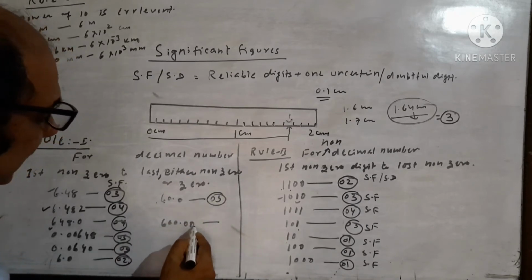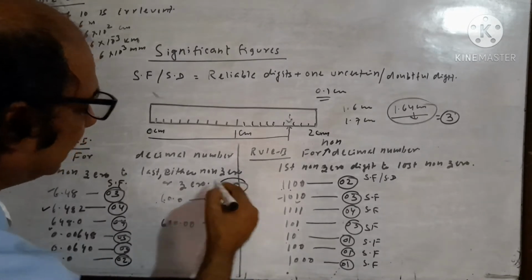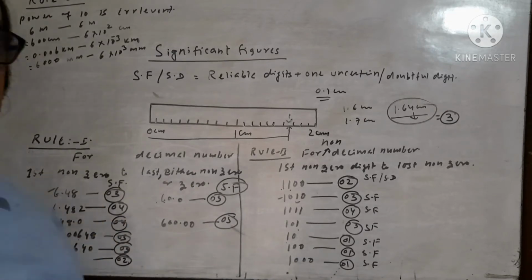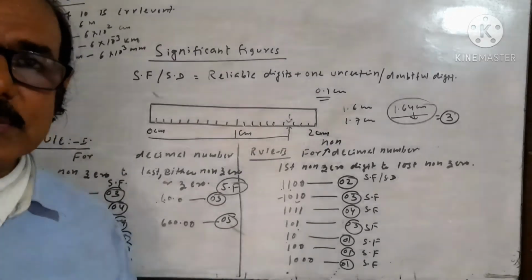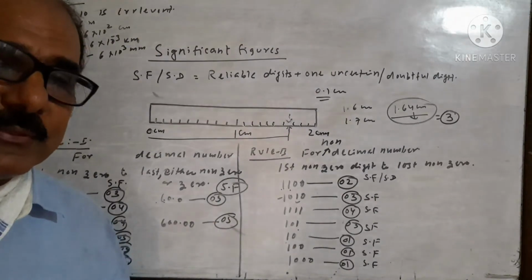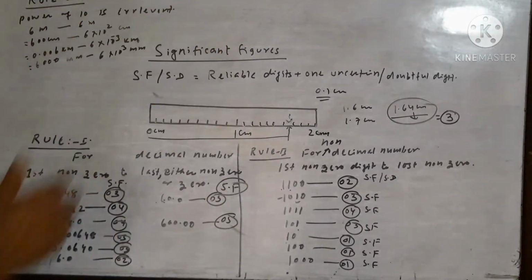1, 2, 3, 4, 5 significant figures, and so 3, 4, 4. So this is the very simplest approach to distinguish and find out the significant figures, the significant digits.